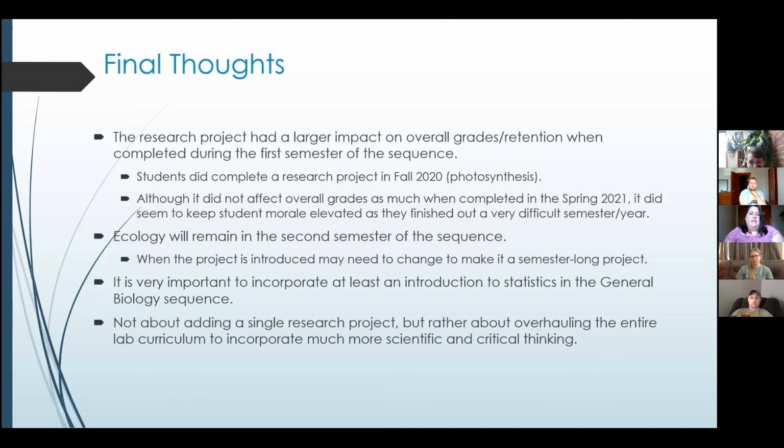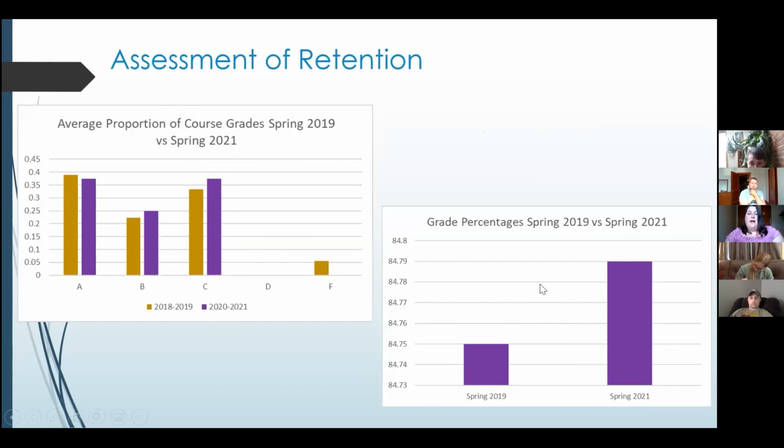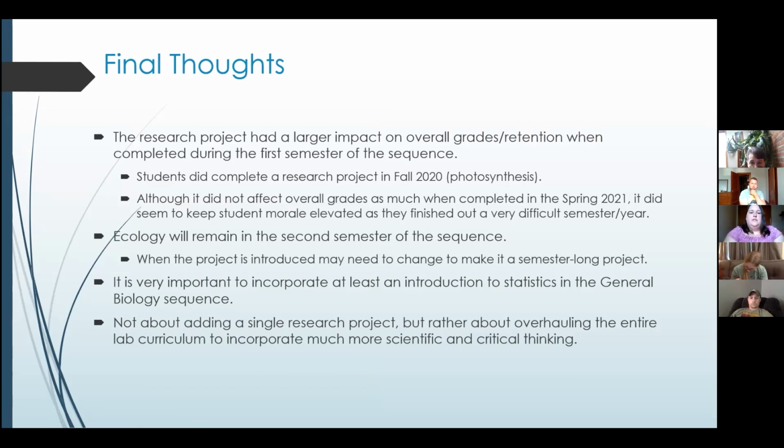I will always say that I really think it's important that we incorporate at least an introduction to statistics in our biology sequence. From working with my students, they would see this graph and say that there's a significant difference between the average grades in spring 2019 and spring 2021. And there's not. If I actually did a t-test on this, there's not a significant difference. But they see that difference in the bars, and so they automatically assume it was a significant difference in the results. Explaining to them the importance of a p-value, what it means, and how scientists use it to communicate their results is really important.